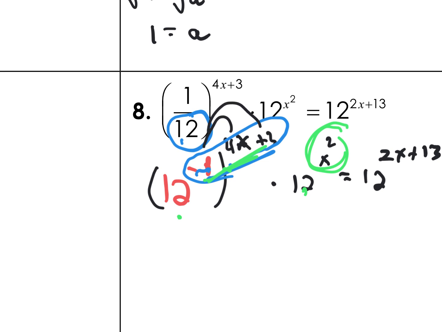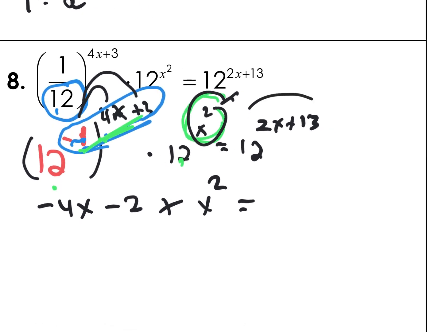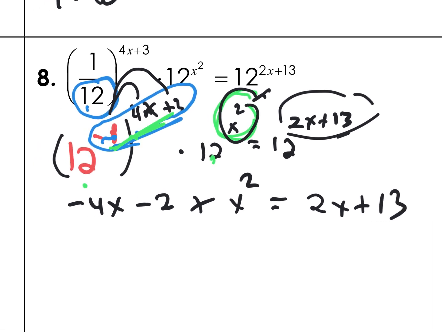Help me out. What's a negative 1 times 4x? Negative 4x minus 2 has to be added to the 12. This power x squared equals all of this power, 2x plus 13. So I did two things at once. I did the power to a power by multiplying. That happened right here. And then I brought down the x squared, which was just right here.